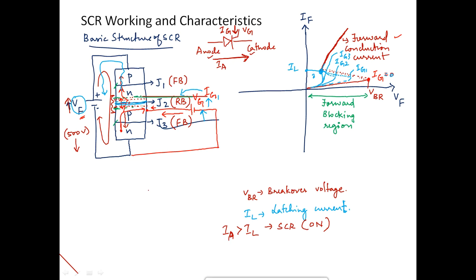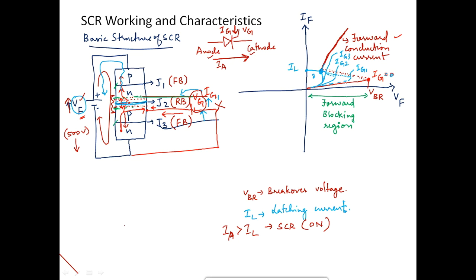Okay, what if I want to switch off the SCR? See, if I just remove this VG, is it sufficient? Suppose I just detach VG, then will this forward characteristic follow the same path as it is? No, it's not going to follow it. Why? Because even though I remove VG, just due to this forward voltage, there will be a continuous flow of charges through the device.